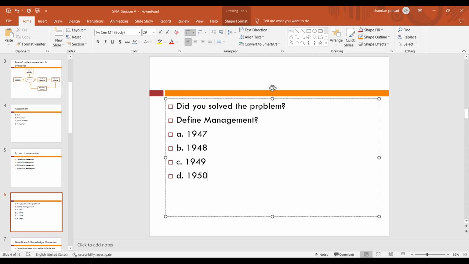But in the MCQs, what is happening? The student is provided with various alternatives. In those alternatives, the student has to select one particular response.